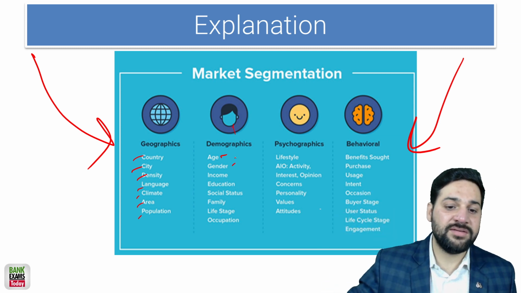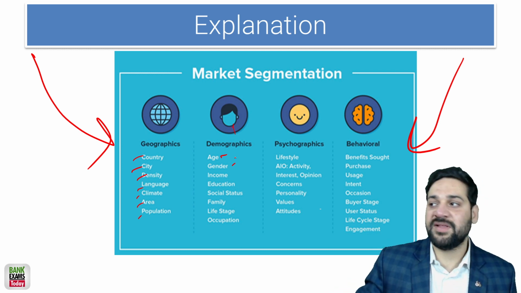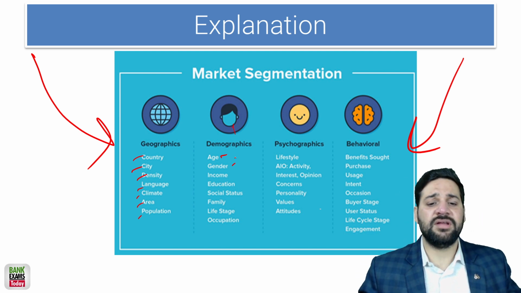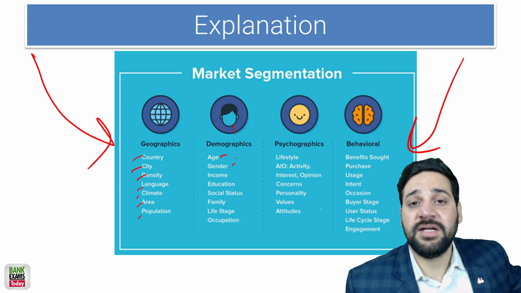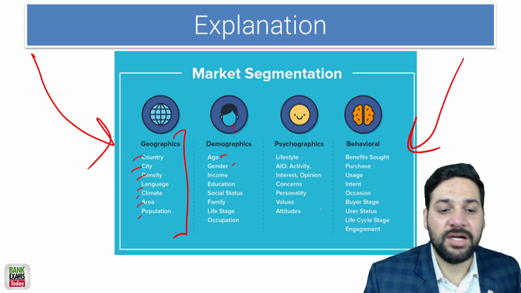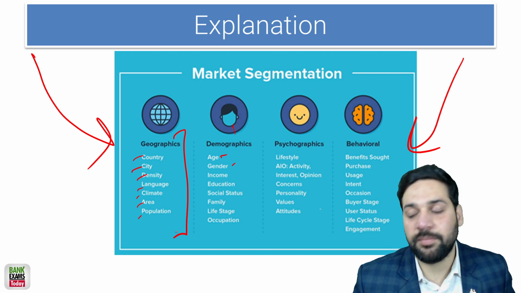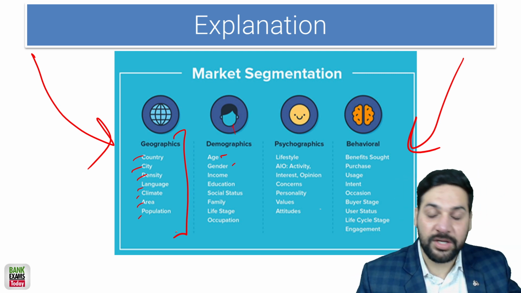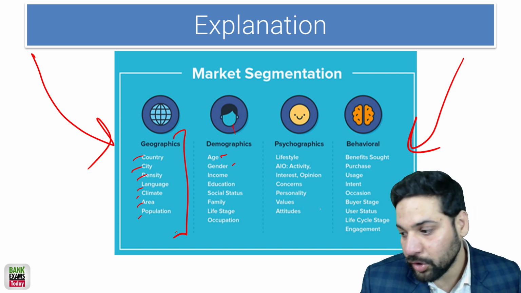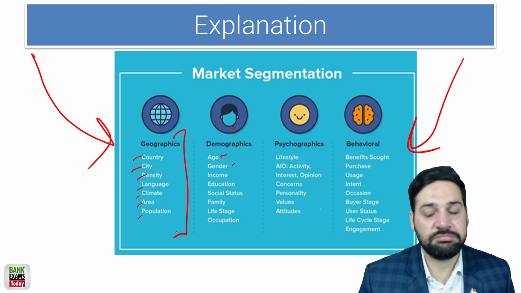Person's age, person's gender, his income, his education, his social status, his family, his life stage, his occupation, whether he's an adult, he's matured, he's in his 30s, in his 40s, what is his occupation, whether he's a teacher, he's a student, he's a retired banker. So these are the demographic. Geographic, the country he lives in, it is India, which city, it is Ludhiana, it is density, the population density of that place, the language that is spoken in that particular place, what sort of climate is there. In Ludhiana, in winters it is too cold, in summer it is too hot. Area and the population, how much population is there in Ludhiana.